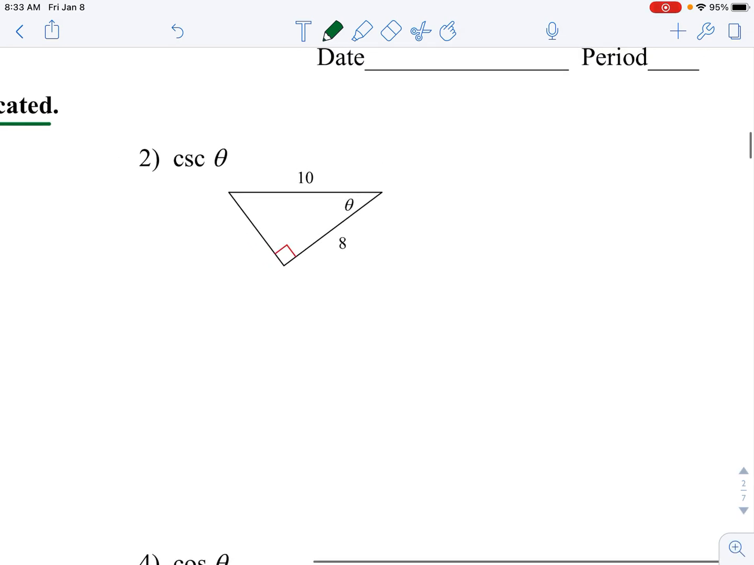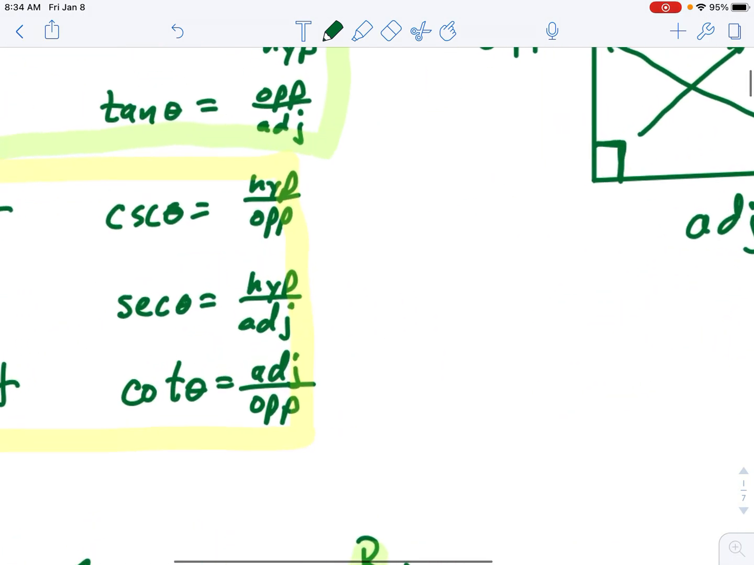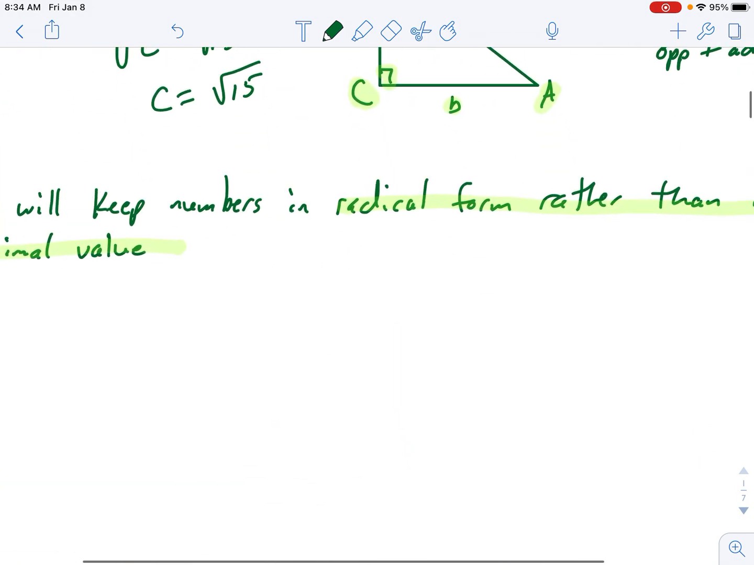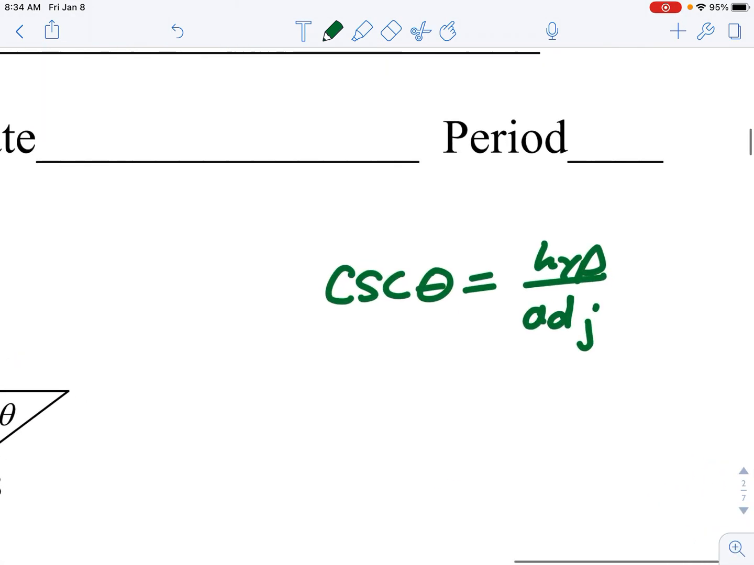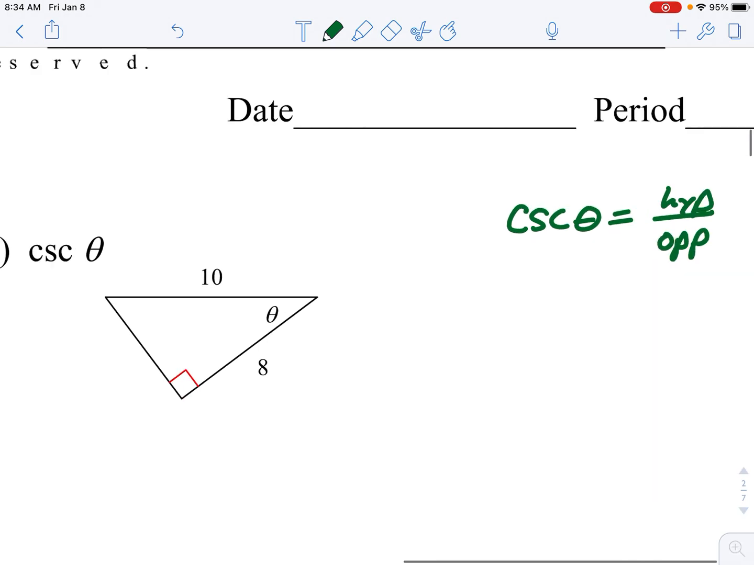All right, from up above, cosecant, one of the 6 trig ratios, is hypotenuse over adjacent. Now I'm actually paranoid that I've confused myself and forgotten, so I'm going to double check. Yep, see what I did there? Hypotenuse over opposite. Duh. So that's why it's good to have notes. Hypotenuse over opposite. So if we look at this triangle, what's the hypotenuse and what's the opposite?